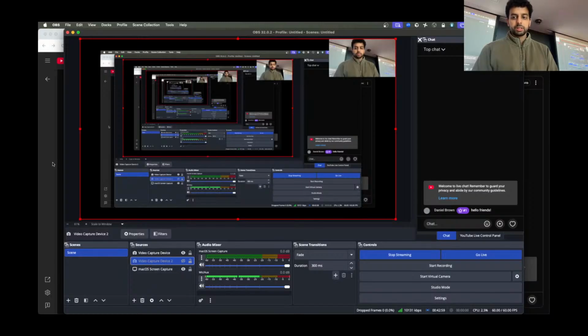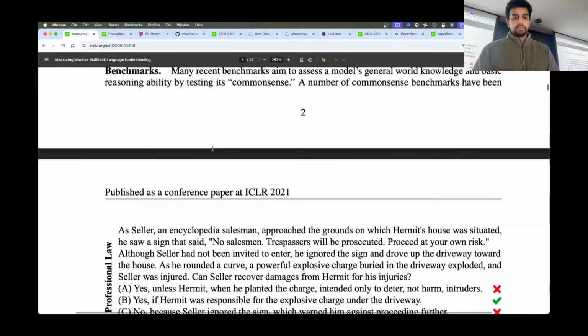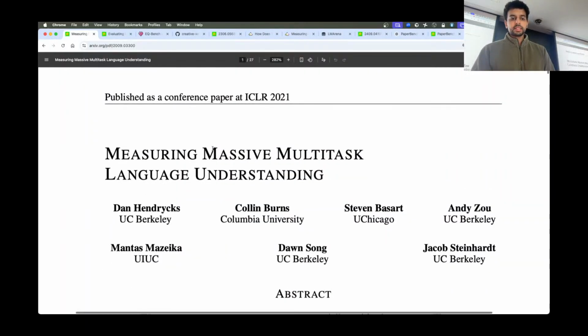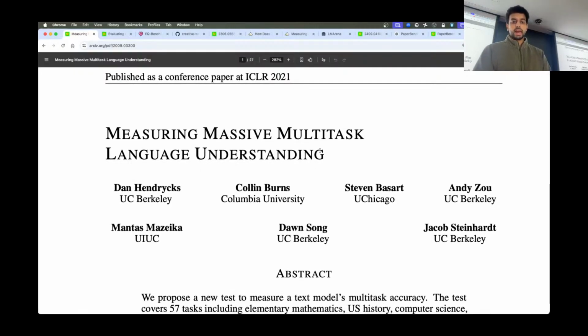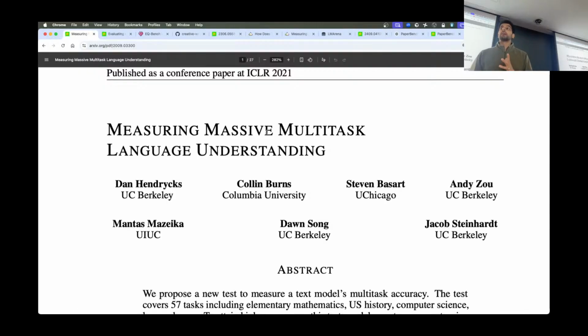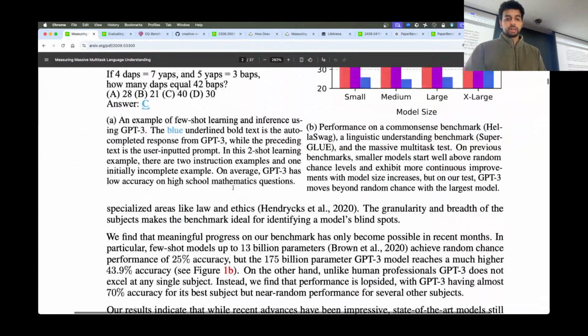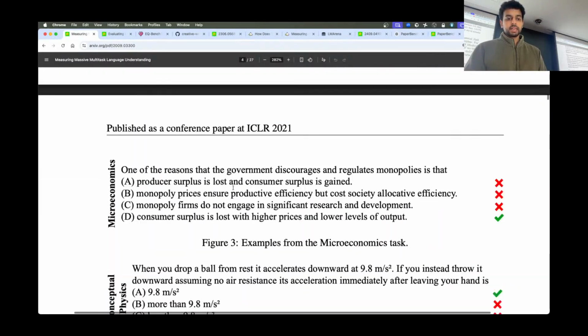So let me switch over to the browser here. Okay, so this is the MMLU paper. MMLU stands for Massive Multitask Language Understanding. This paper came out in pre-ChatGPT times in 2020, but it is still being used today, even though it's kind of reached saturation, and most LLMs have saturated the benchmark. But let's look at some examples from this.